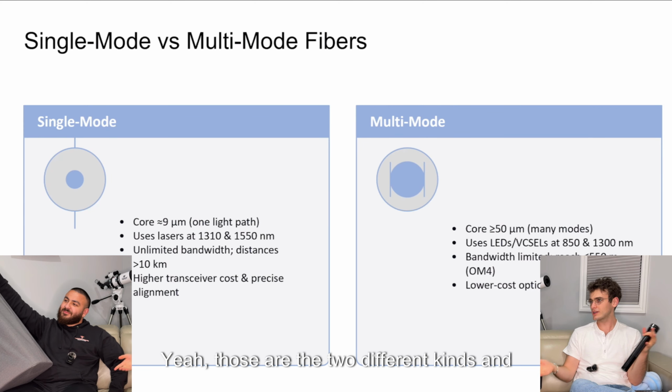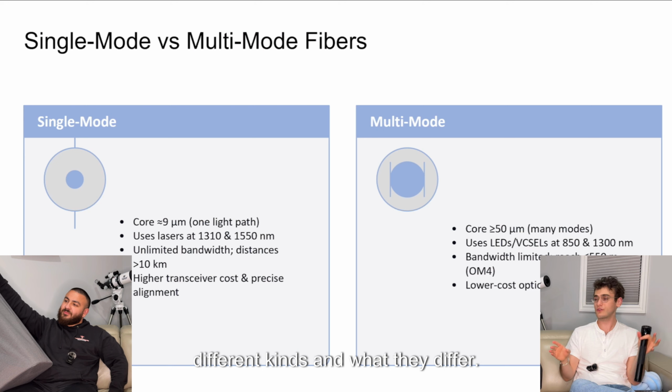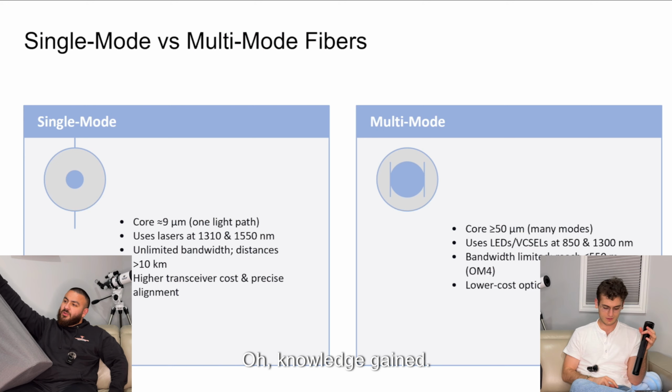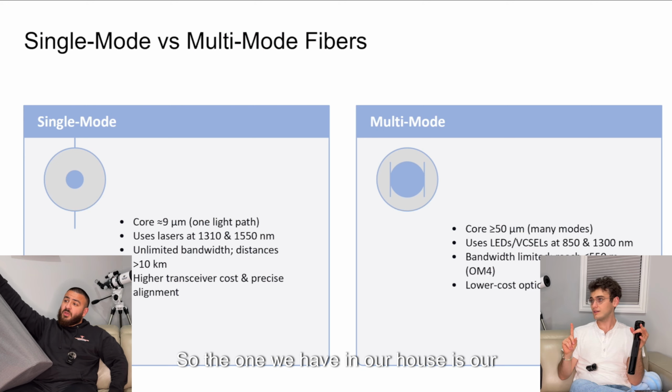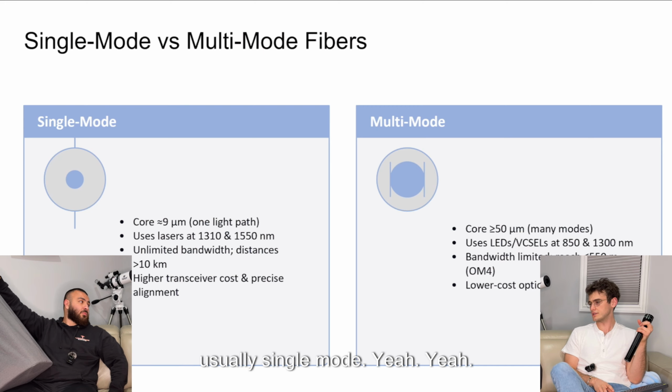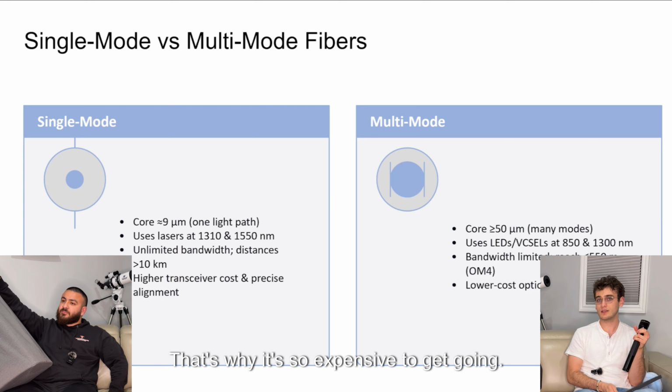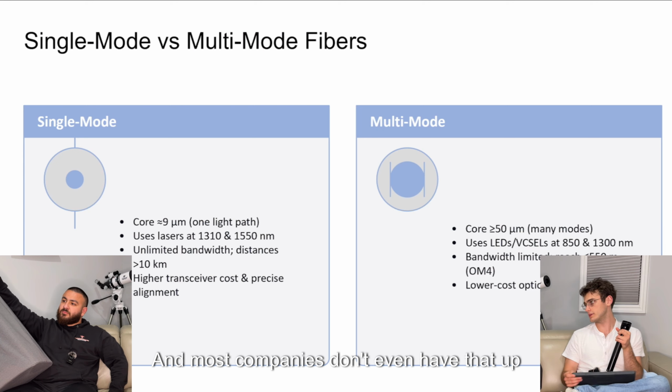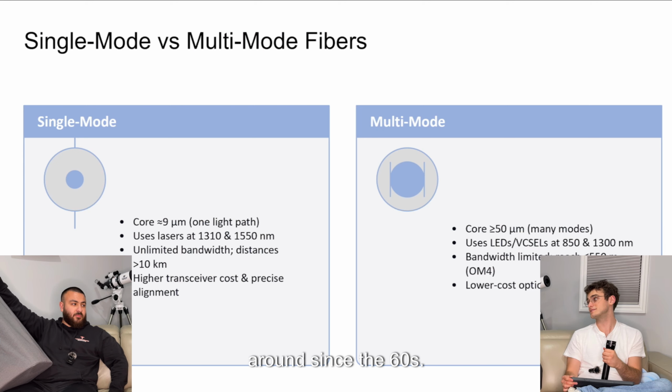So yeah, those are the two different kinds and what they're kind of used for, and how they differ. Knowledge gained. The ones that you have for Ethernet in our houses are usually single mode. That's why it's so expensive to get going, and most companies don't even have that up yet, even though this technology has been around since the 60s.